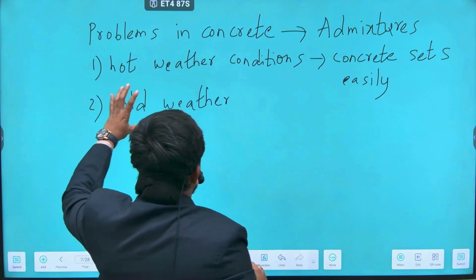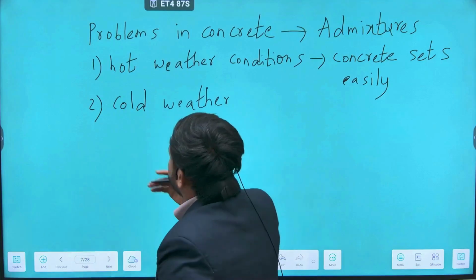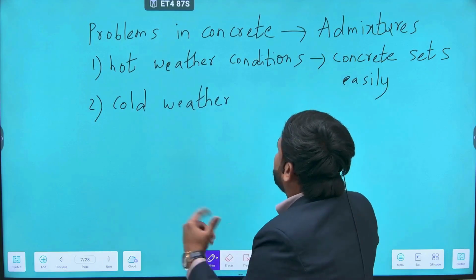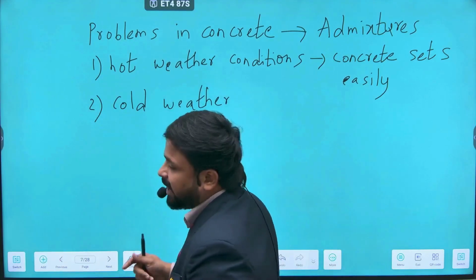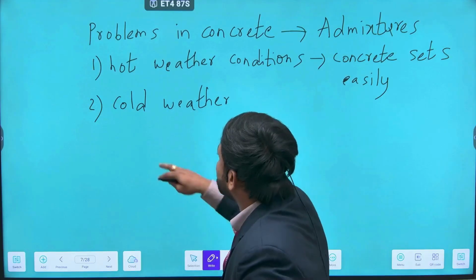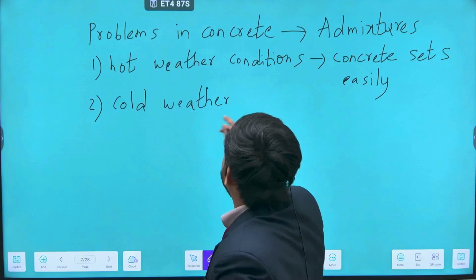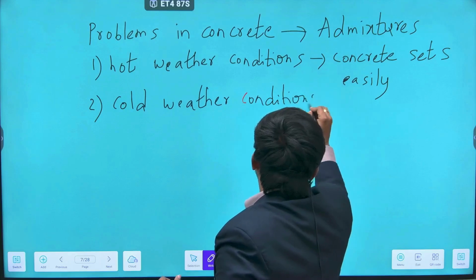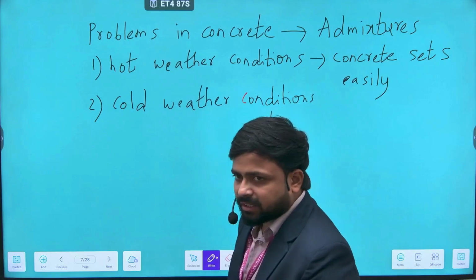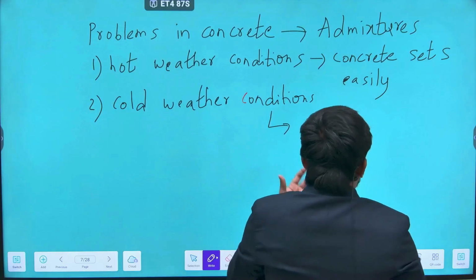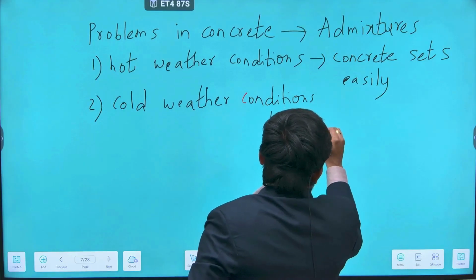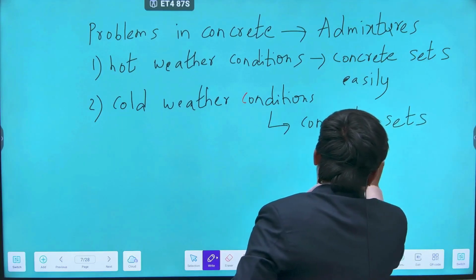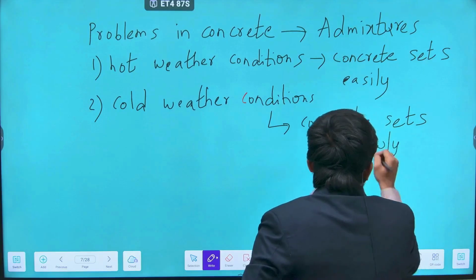these are conditions based on the temperature. If temperature is very high, we can conclude that the hot weather conditions are prevailing. If the temperature is very low and I need to use the concrete, so the conditions are cold weather conditions. Okay. In cold weather conditions, temperature is very low. Here concrete does not set easily. Concrete sets slowly. So I want to modify this property.